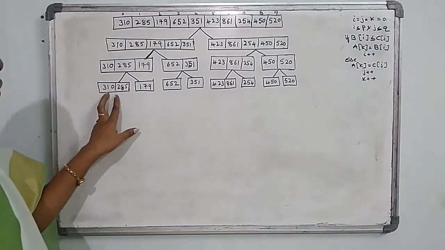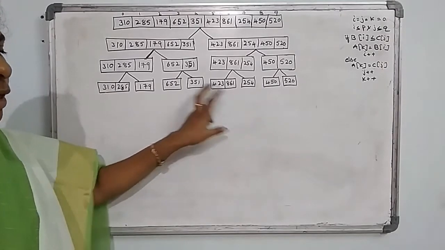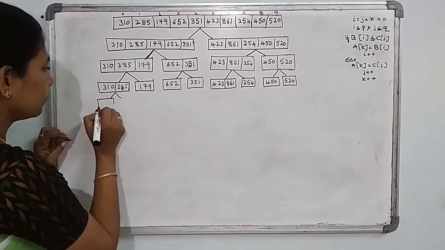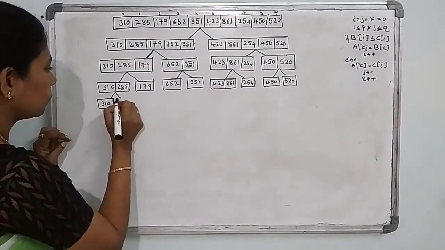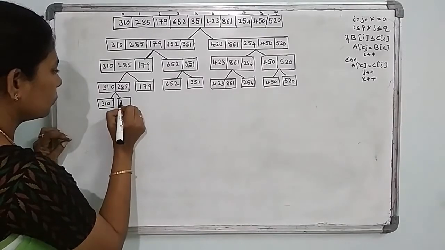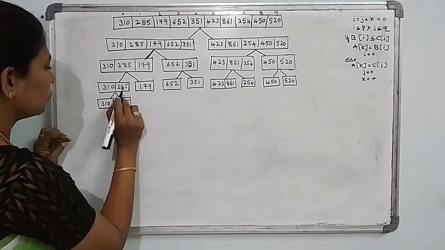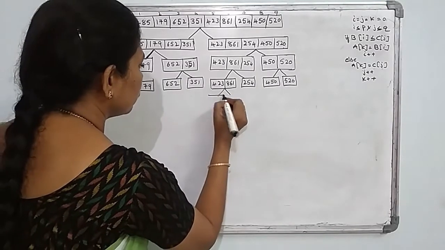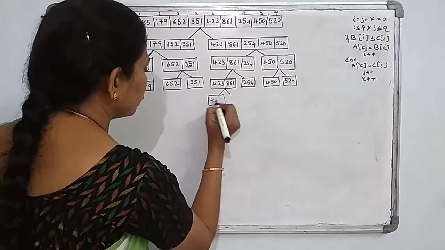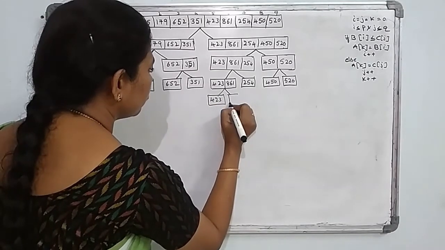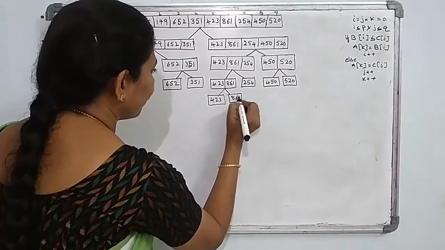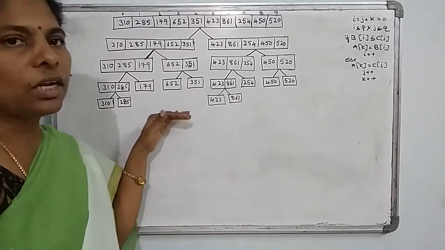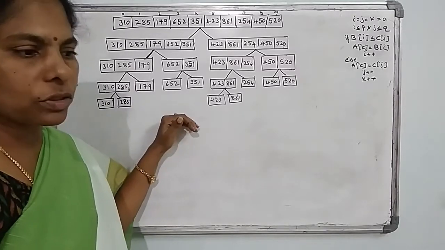Here you have 2 elements, and in that one also you have 2 elements. Again you can divide this into two parts, and the remaining ones come as single elements. Up to that point we are applying the dividing process.